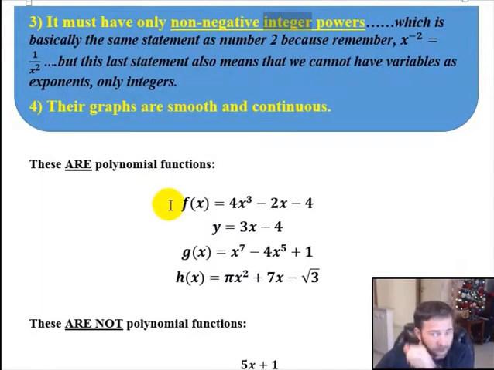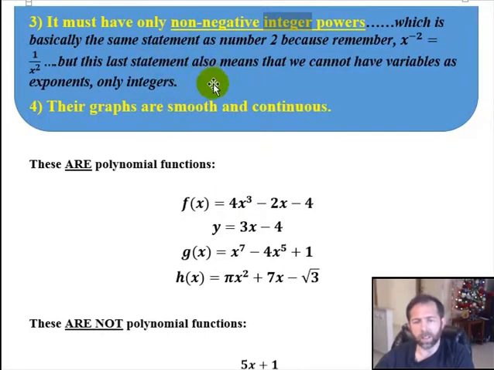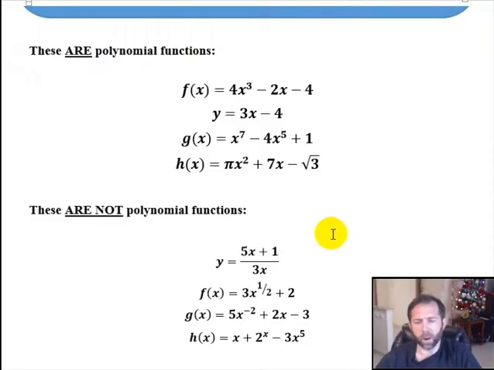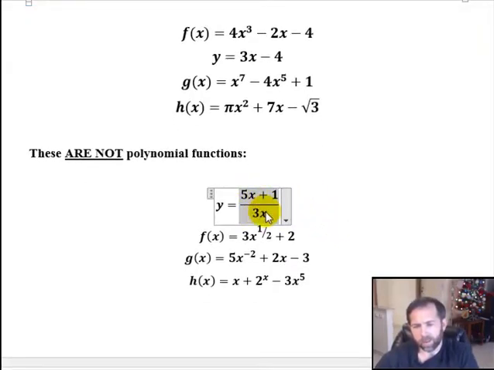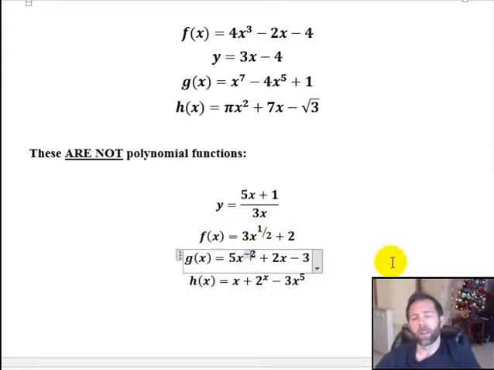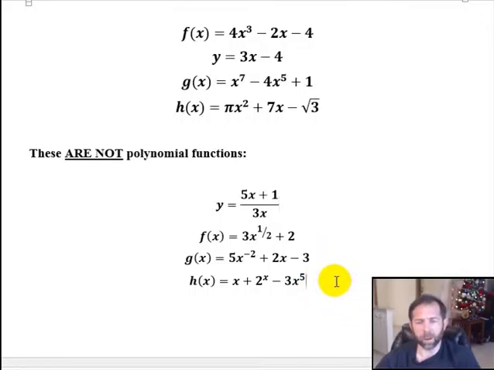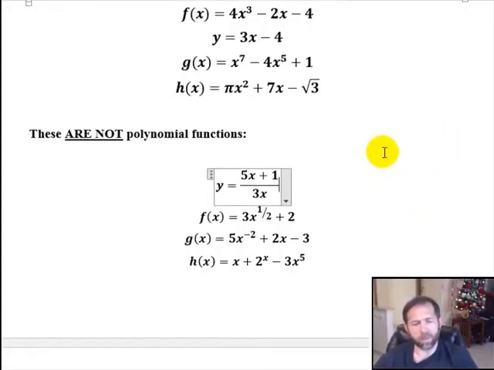So all 4 of these right here are polynomials. They all meet these conditions. Even this last one, which looks a little odd, is still a quadratic with a leading coefficient of pi. But these 4 are not polynomial functions, because this one has an x in the denominator, this one has a half as the exponent, this next one has a negative exponent, and this last one has an exponent with an x. So they look similar, but you have to be able to identify a polynomial from the equation, and you should also be able to identify it from the graph.